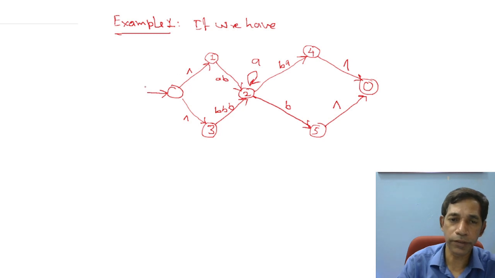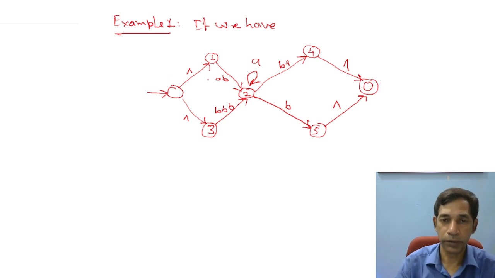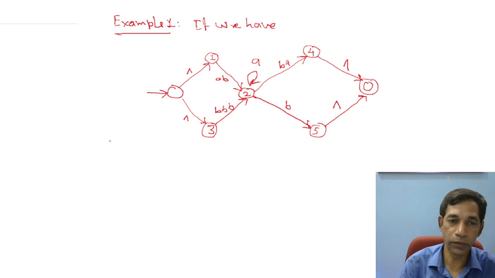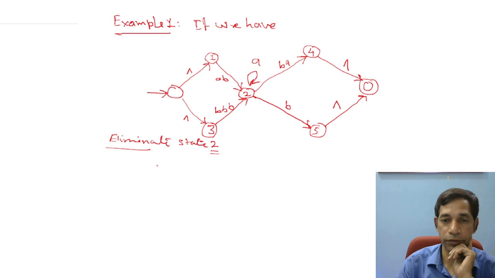If you are having a situation like this, this is the unique initial state, there is no incoming edge, and this is the unique final state, you don't have any exit edge here, no edge is going to exit from this final state. Okay. Now these are the regular expressions corresponding to the transitions. Now if you want to eliminate state 2, how can we do this?